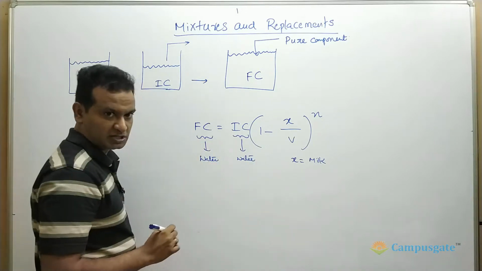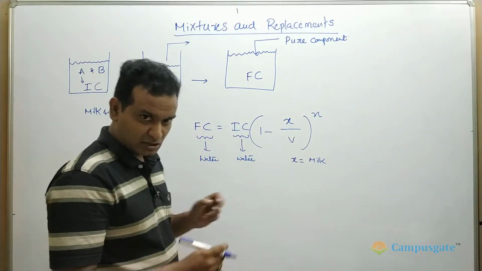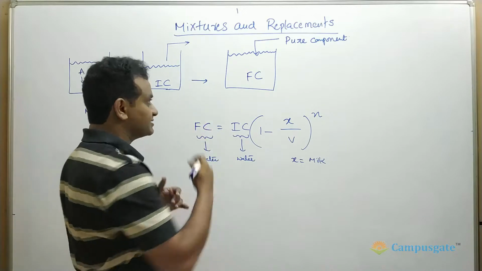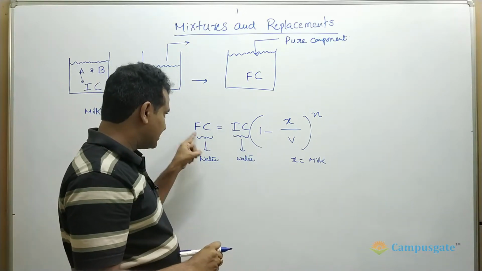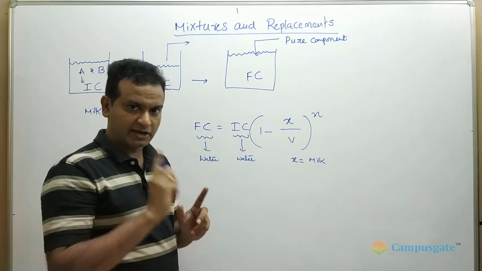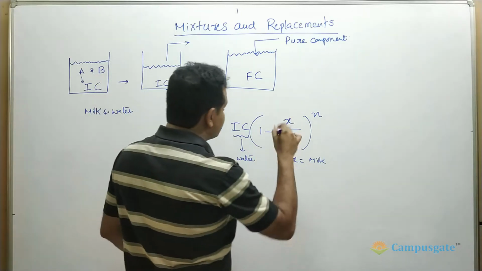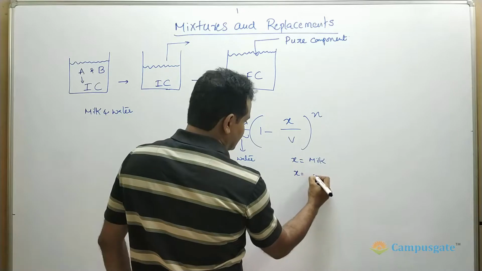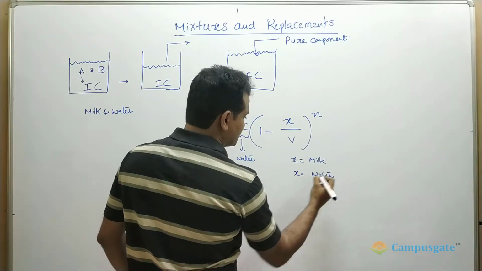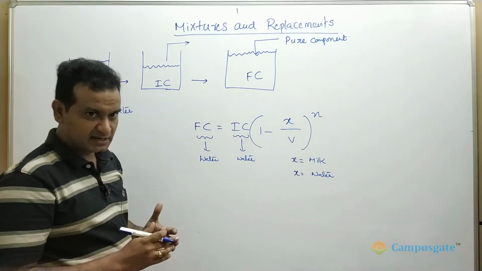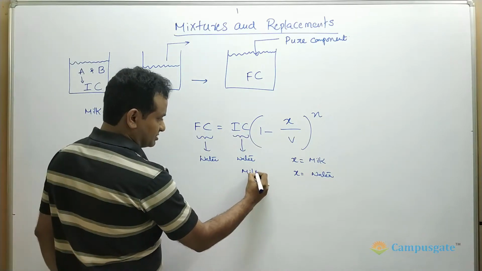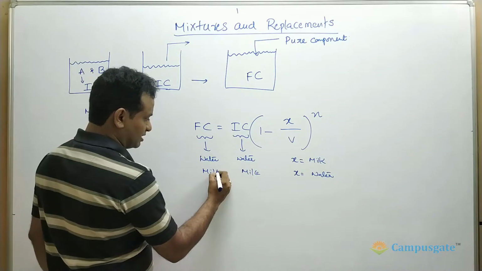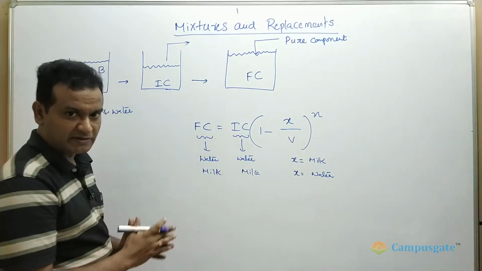This is very, very important. If X is milk, that means after removal of this mixer you are replacing it with milk, then FC and IC should become water concentrations. If X is water, that means pure water is being added to this mixer, then IC and FC will become milk concentrations. This is also very, very important.